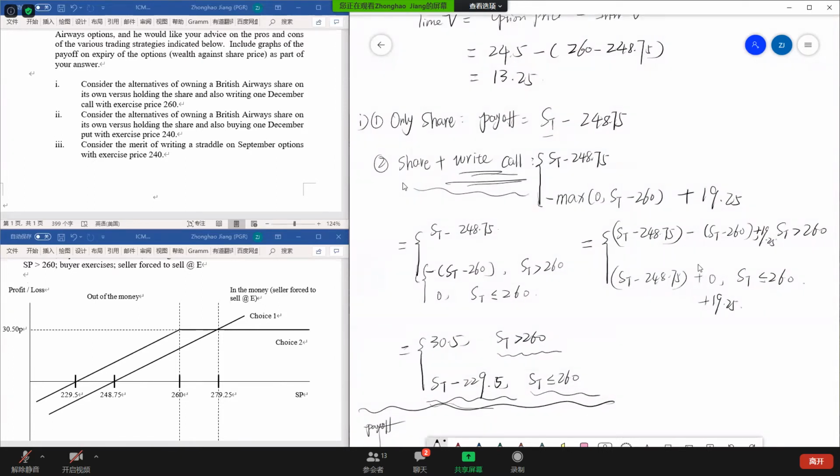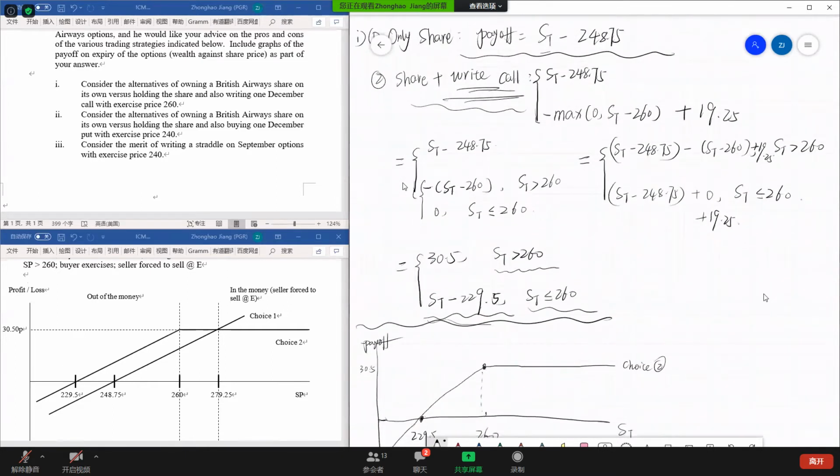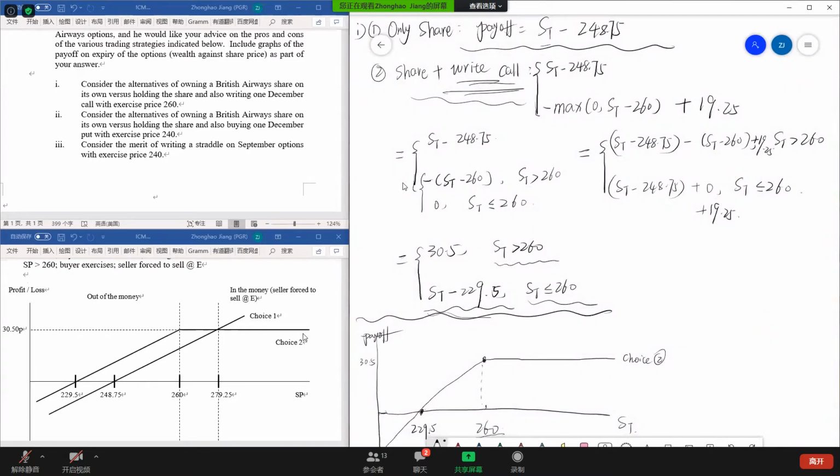Because for choice 1, the payoff is this forever, so it's the straight line. And this point is 248.75.